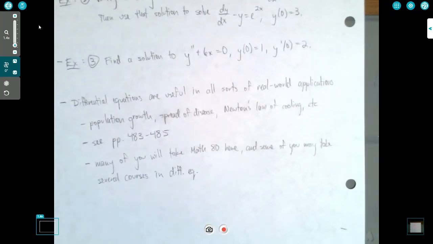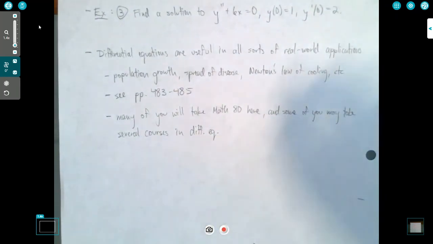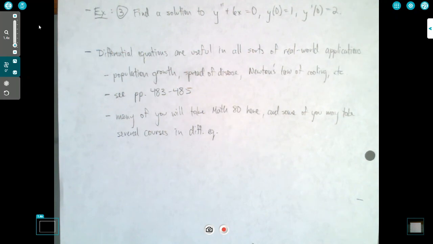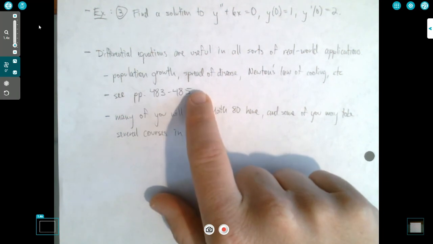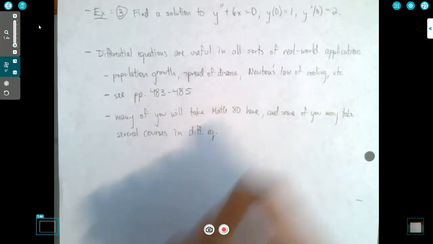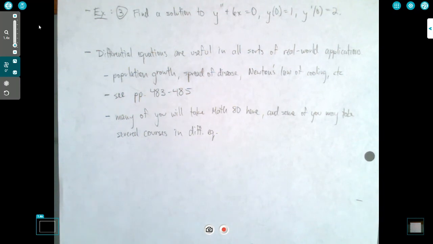But just to give you a little more information, and then this will be a short lecture. Differential equations are useful in all sorts of real-world stuff: population growth, the spread of disease, Newton's law of cooling. They're used a lot in electricity. Pretty much if you're doing any kind of physics, the thing about physics is that you can oftentimes boil down a whole bunch of different theories into a single equation, and more often than not, those equations are differential equations. So they're just hugely important. They just come up all over the place.